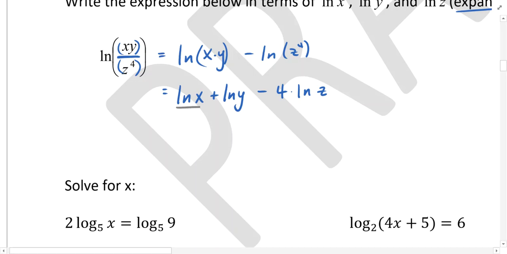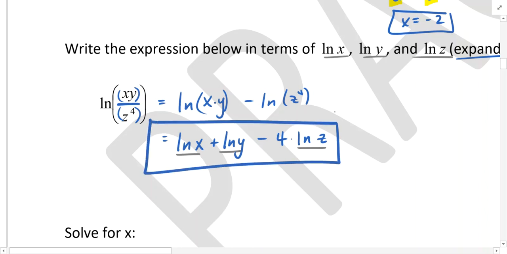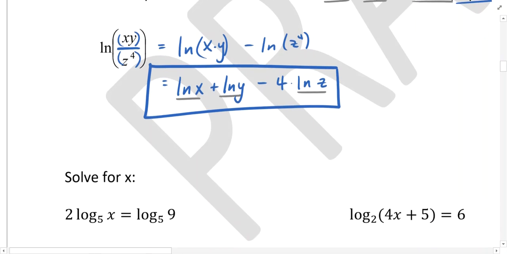And now what we're left with are terms based on the natural log of x, y, and z, as was indicated by the instructions here. And so I feel that this is a pretty good answer. We've expanded a single logarithm into, in this case, 3 separate logarithms.